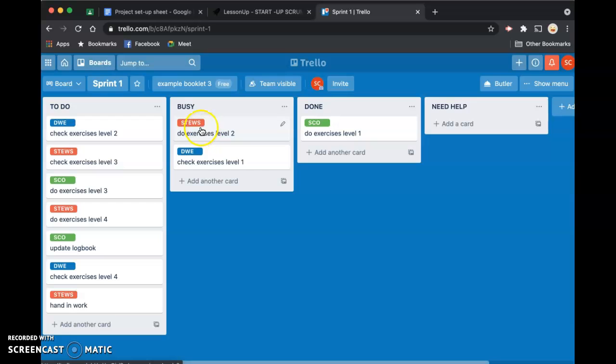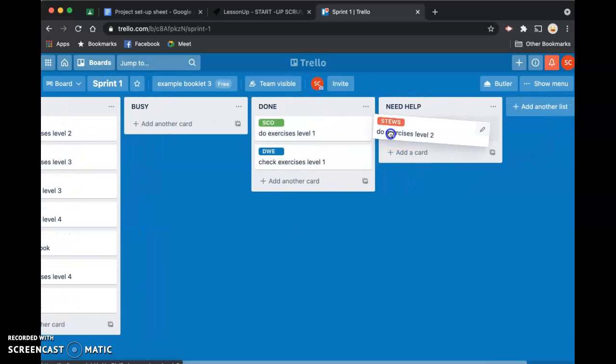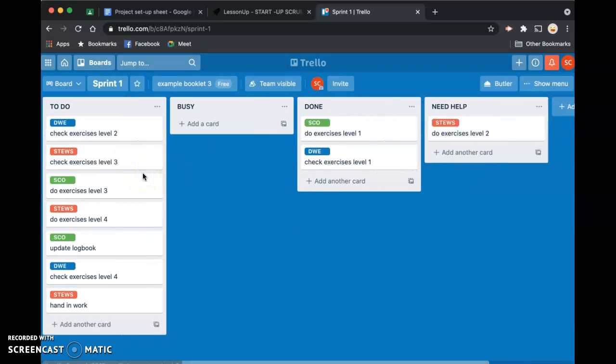Ms. Westerman is busy with the exercises of level 2, and Mr. Vestdijk is checking them, so when he's done checking them, he can put them here. But if Ms. Westerman gets stuck with the exercises, she can put it here under need help, and then her group members know that they need to help her, so the critical friend can contact her. The last one is Ms. Westerman. She's going to be essentially the person who hands in the work, which means that's going to be the last card. So you guys are going to be working together in these scrum boards.